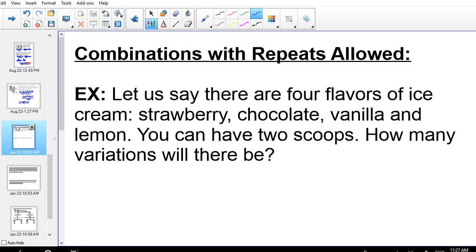All right, very last one: combinations with repeats allowed. Let's say that there are 4 flavors of ice cream: strawberry, chocolate, vanilla, and lemon. You have 2 scoops. How many variations can there be? In this case, you can get 2 scoops of ice cream. There are 4 flavors. You are allowed to get 2 scoops of the same flavor, or you could get 1 scoop of one flavor and 1 scoop of another.